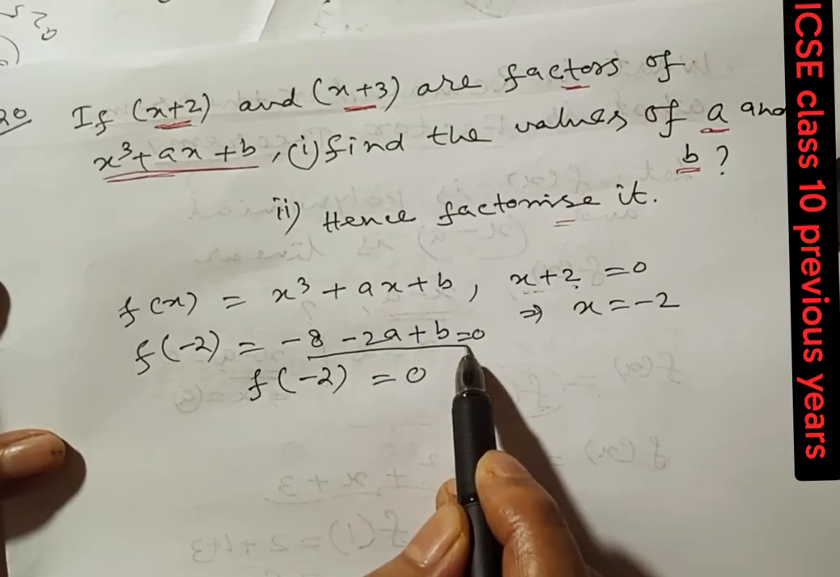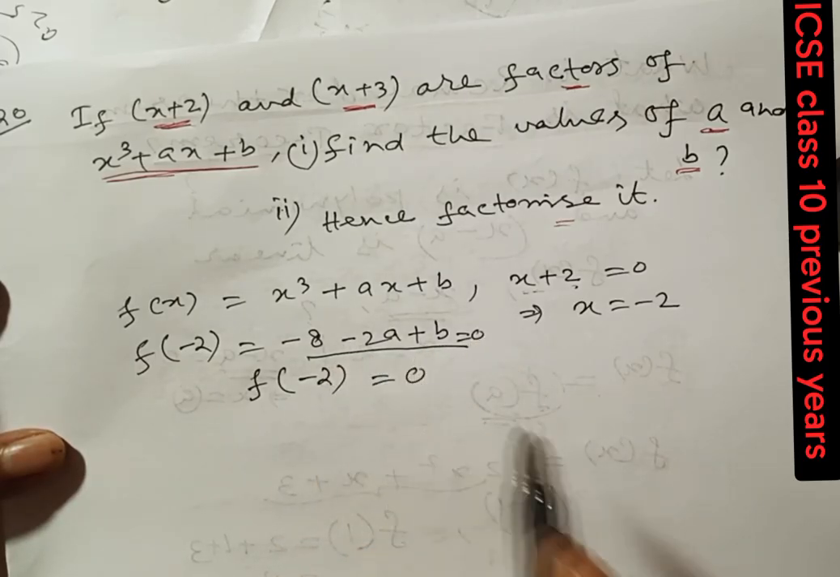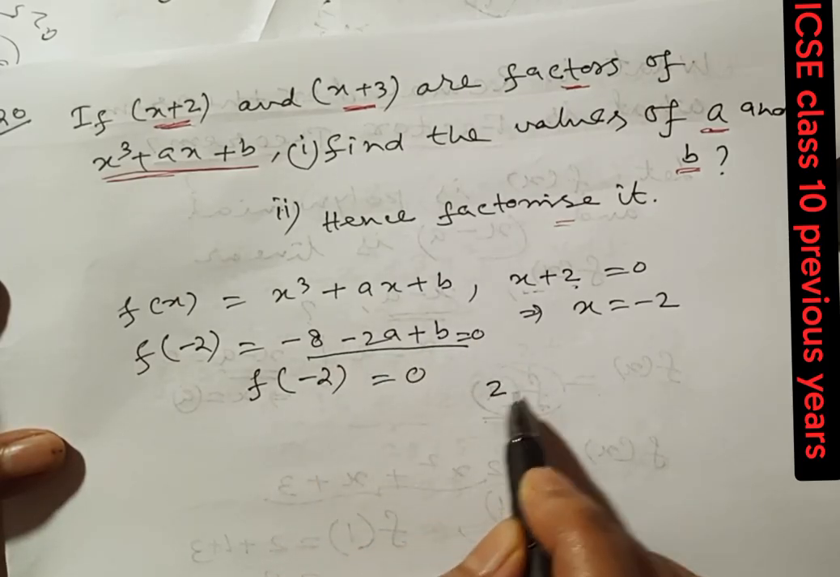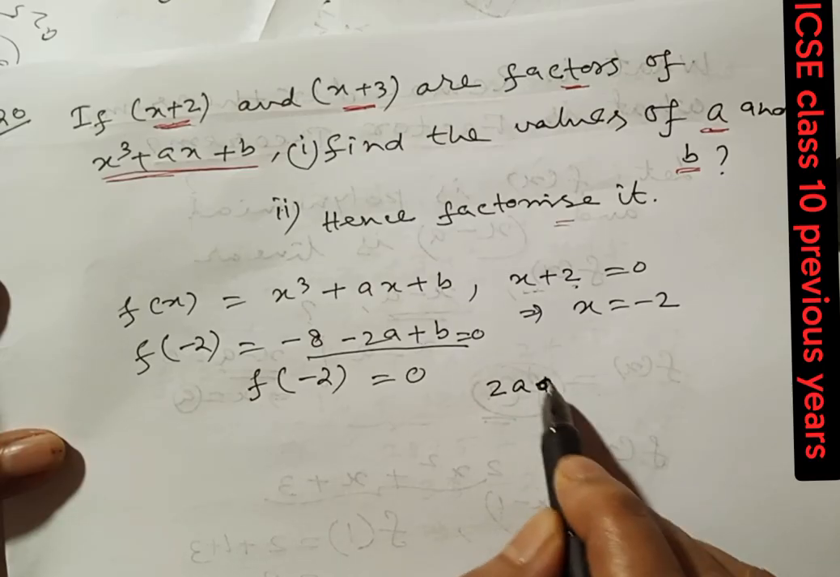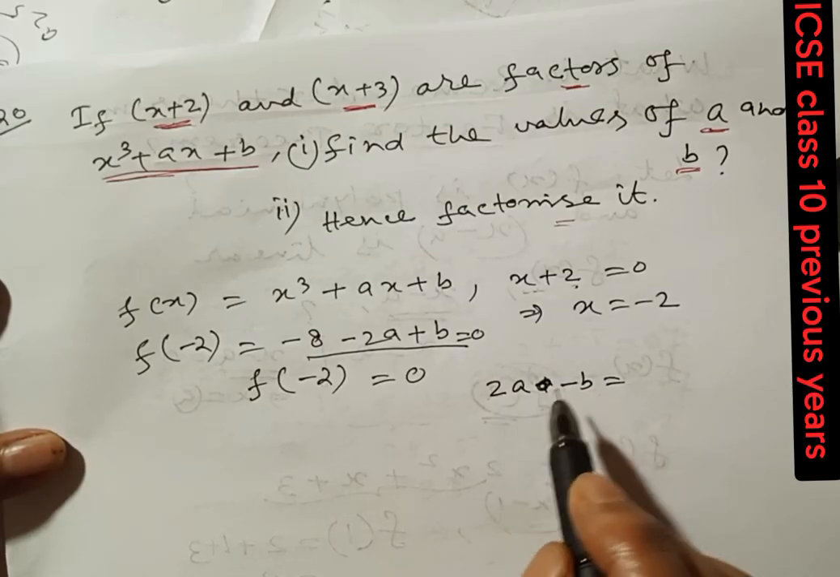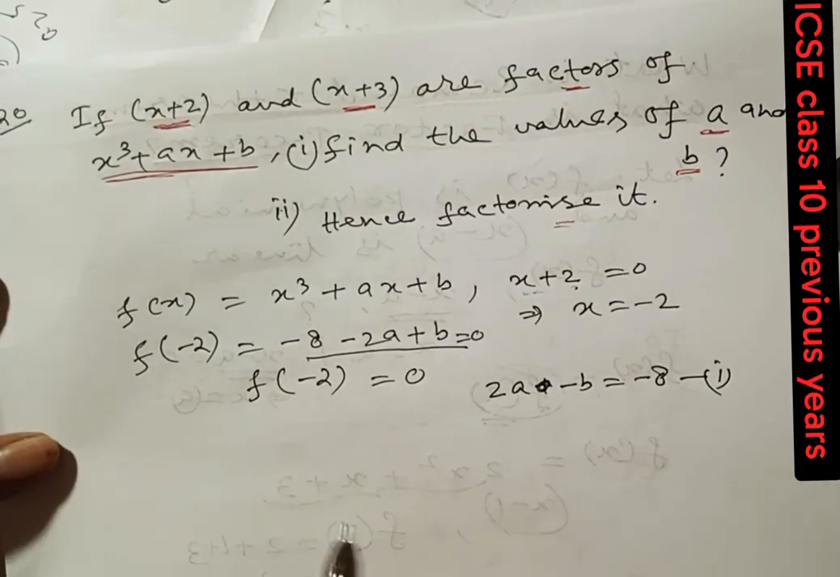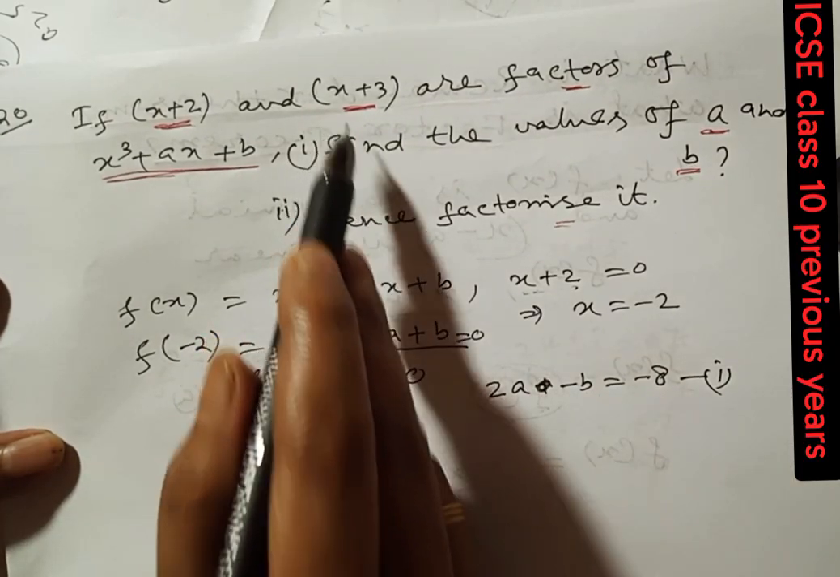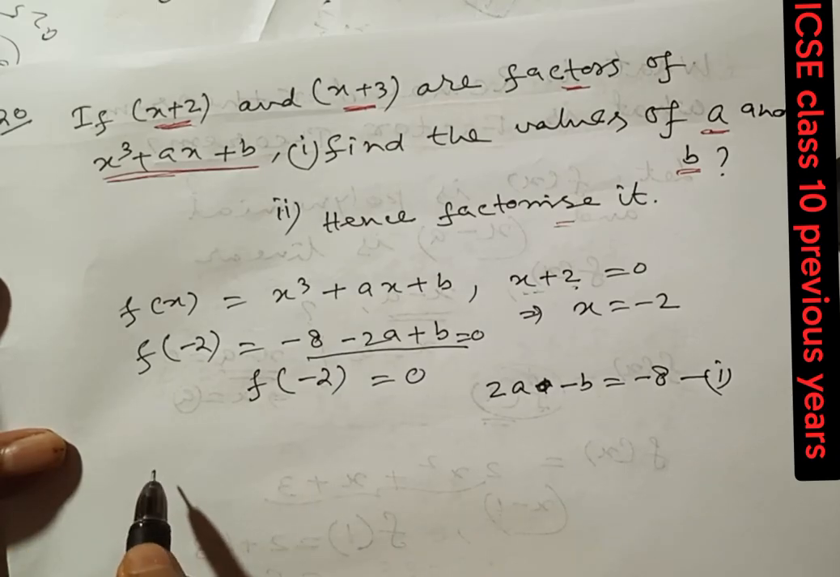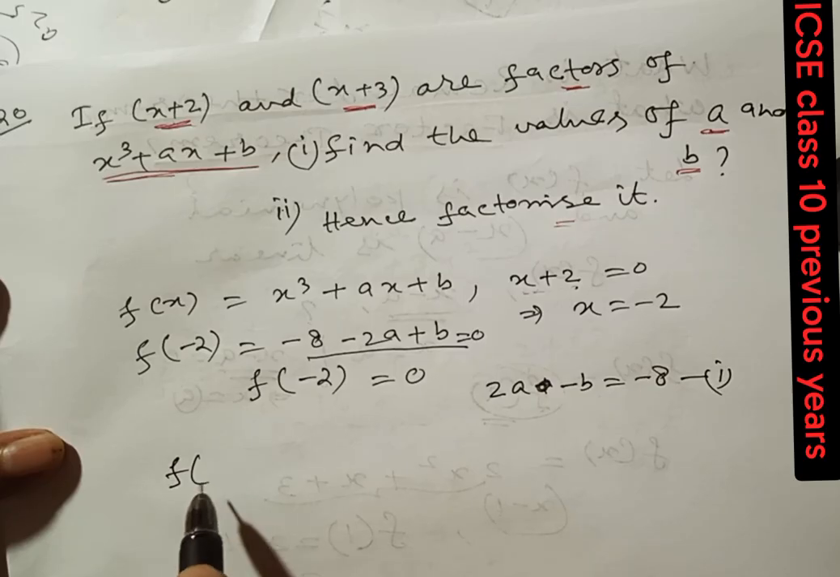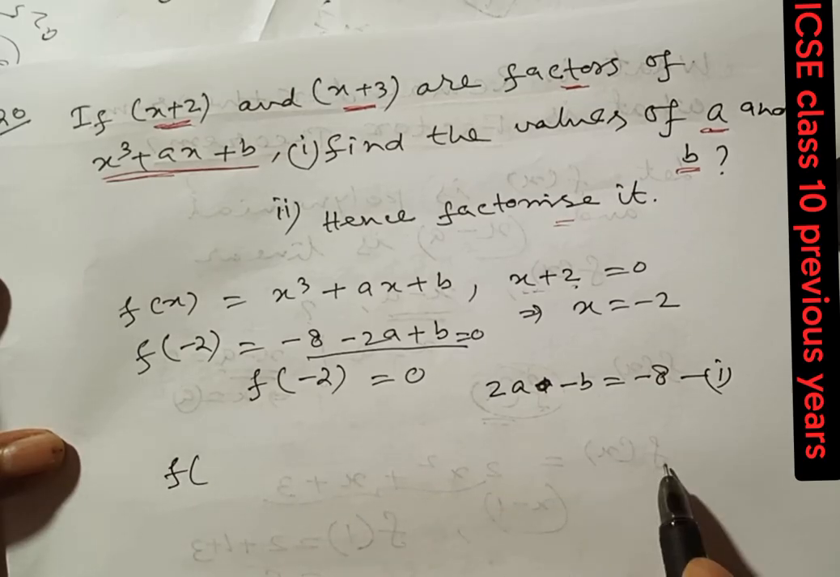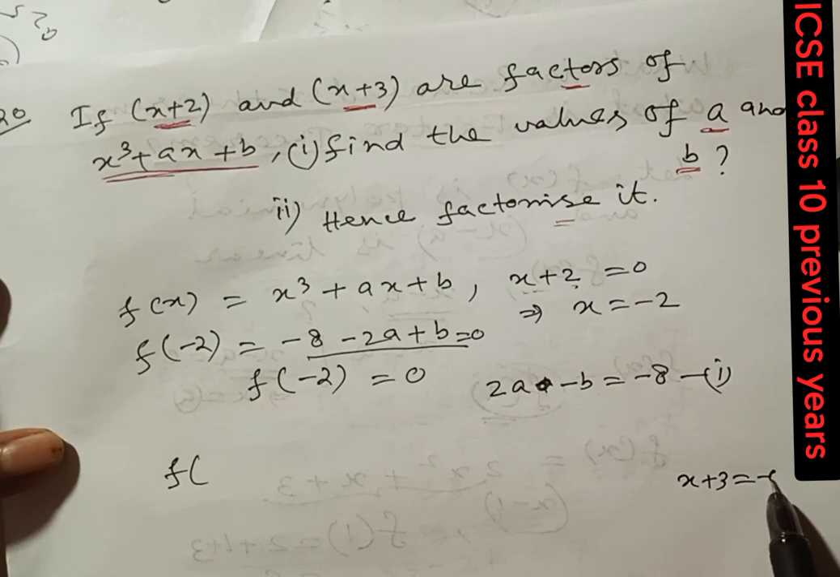Here we get the equation 2a minus b equal to 8. This is equation number 1. Now x plus 3 is another factor of polynomial f(x). So x plus 3 means x equal to minus 3.